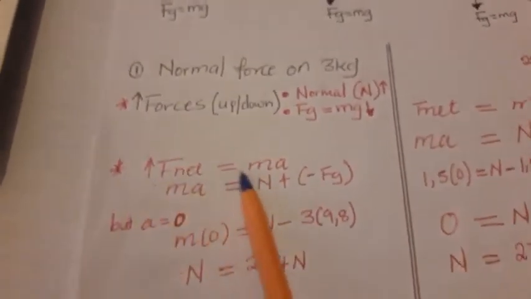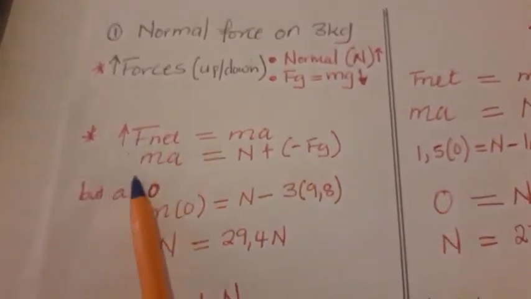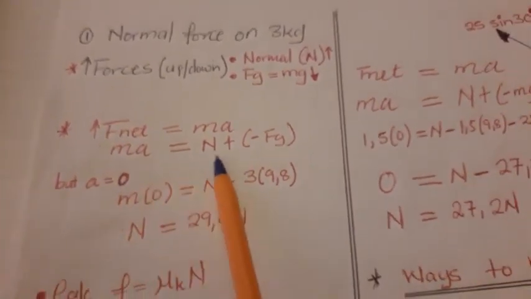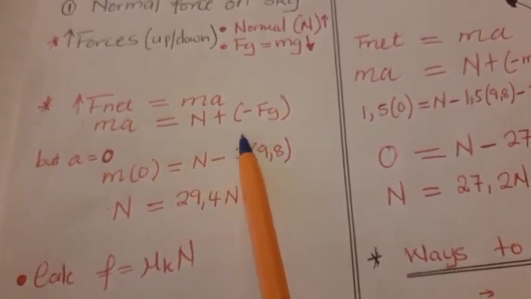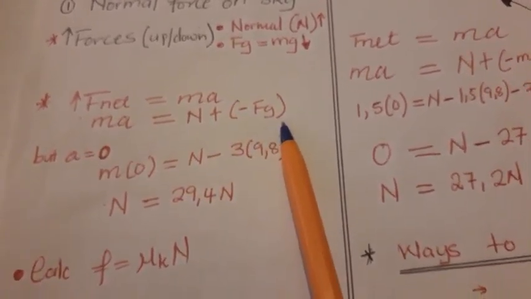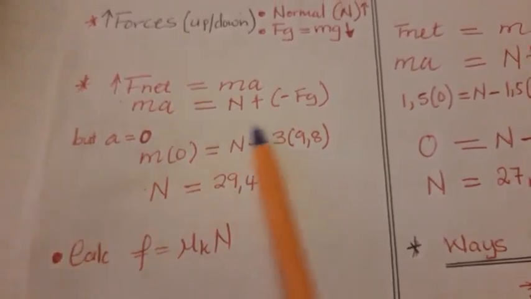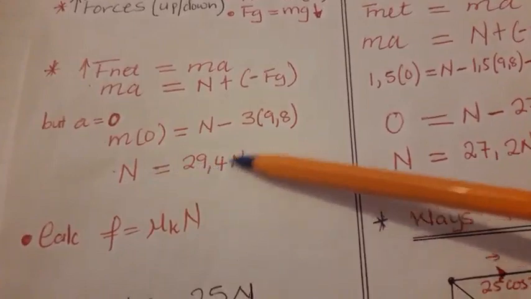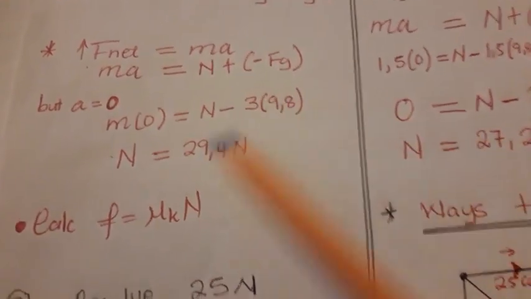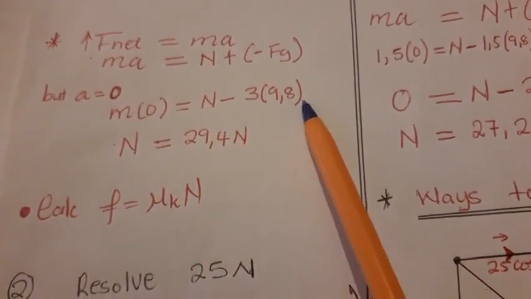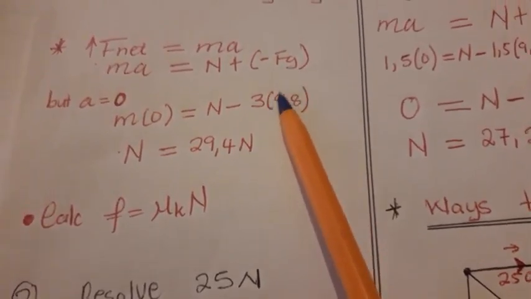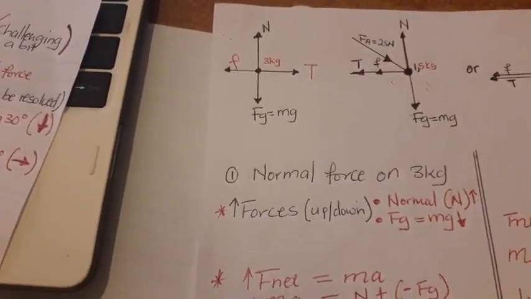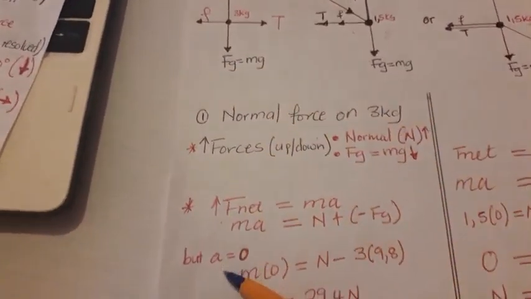So remember, F net is equal to ma, so that is the first part. Then ma is equal to the normal force, which is going upwards, plus minus Fg, which is our mg. Then there is no acceleration upwards or downwards on this body, so we're going to say a is equal to 0. Then we express this one, 3 times 9.8, which is mg, which is our Fg. Then we find the normal force. So no stress there on how to find the normal force on 3 kg, because there is no force with components. So this is the normal force on 3 kg.